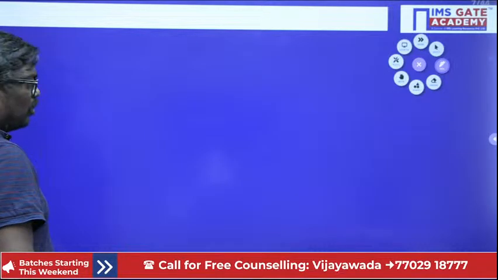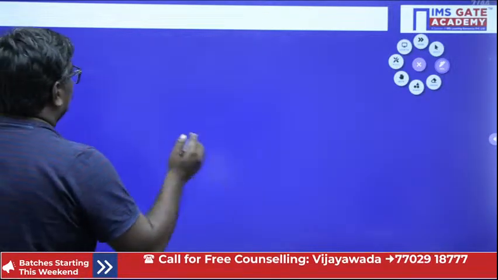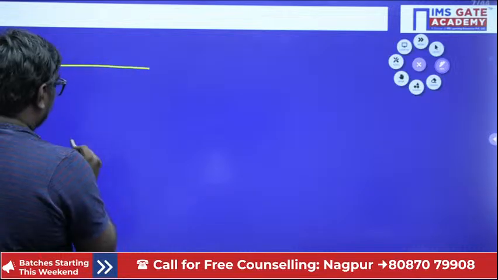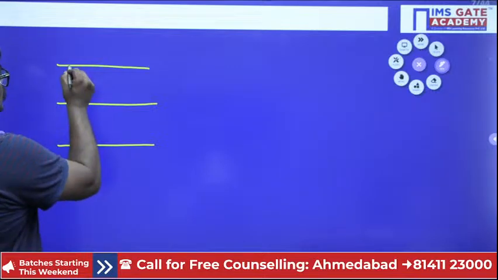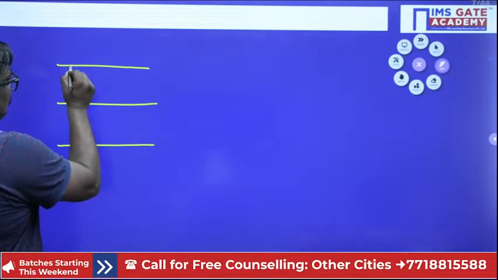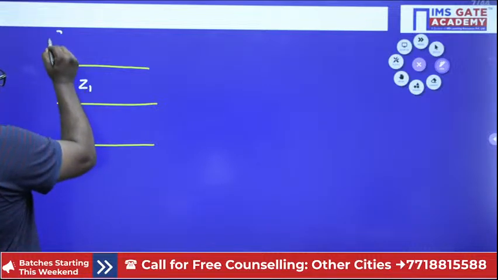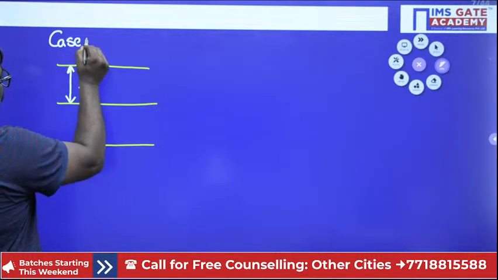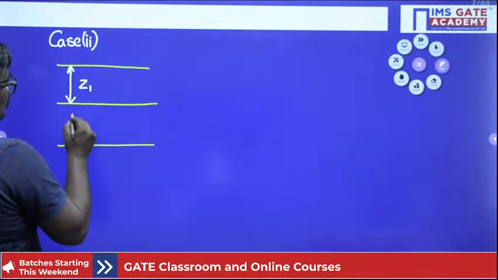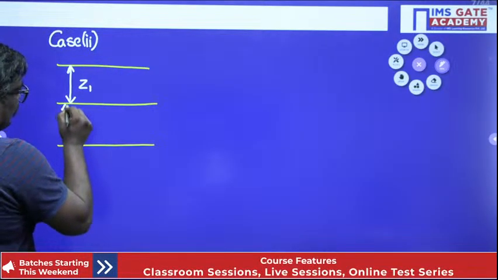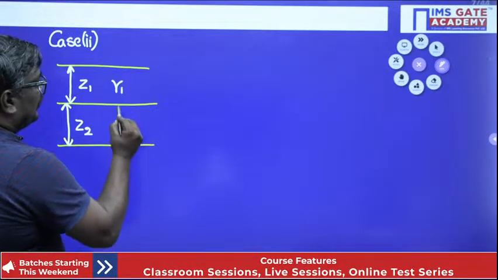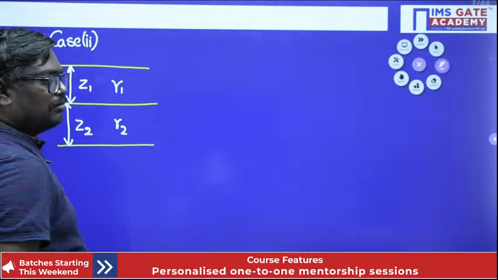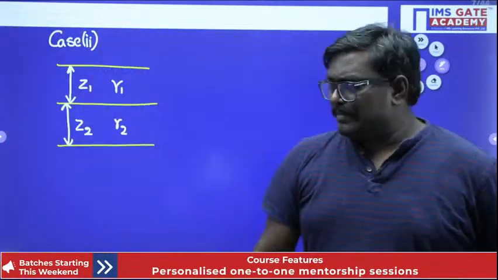And one more thing, my dear students, when I talk about the pore water pressure, that's all. Now let us see. Suppose here we have a soil strata with a depth Z1. This one is case 2. We are having a soil strata with different unit weights. Here we have depths Z1 and Z2, and unit weights gamma 1 and gamma 2. Are you following, my dear students?